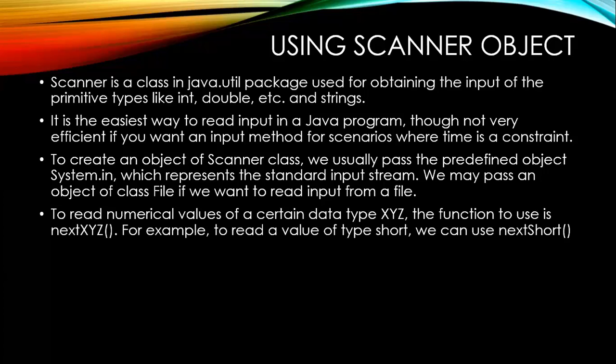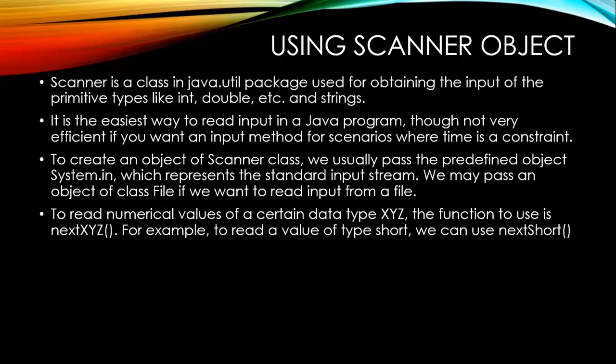To read numerical values of a certain data type, say XYZ, the function to use is next followed by XYZ. That means nextInt, nextFloat, nextDouble. Whatever the data type XYZ is, you will use next followed by that data type. For example, to read a value of type short, we use nextShort. Similarly, if you want to read an int, you will use next followed by Int.